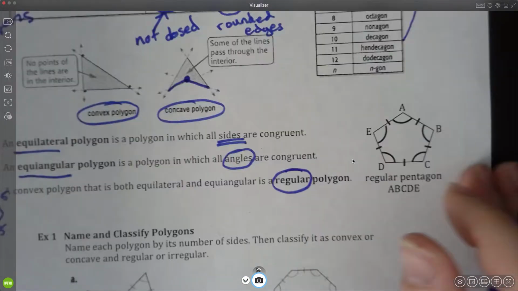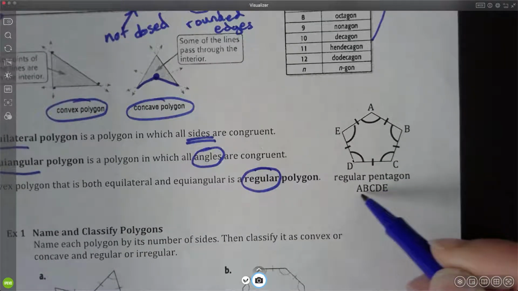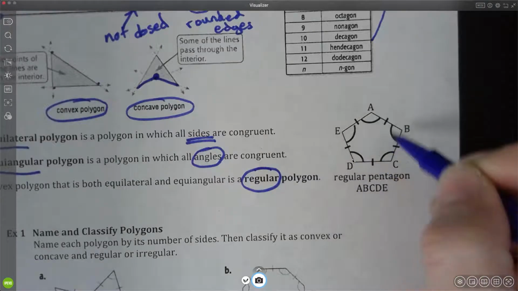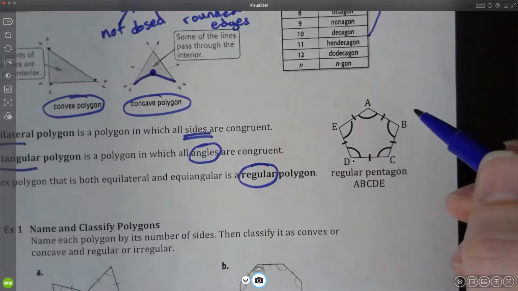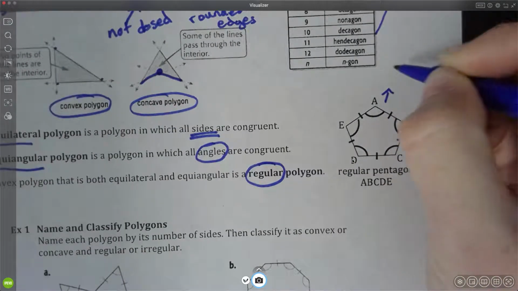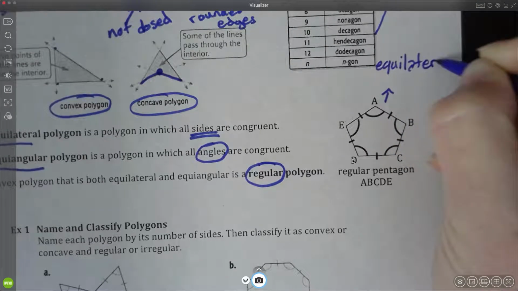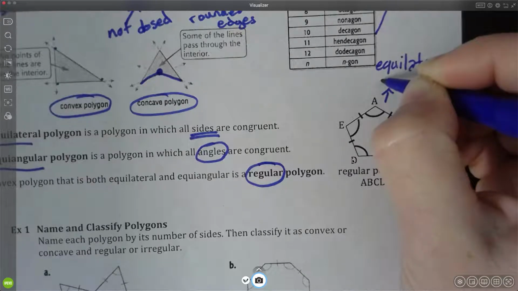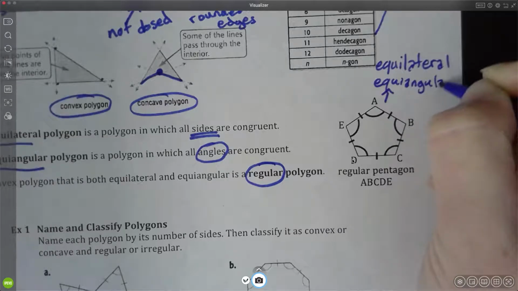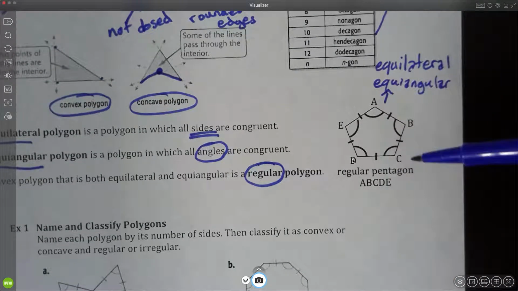So an example of a regular polygon is this one over here. This is a regular pentagon, and that pentagon is named A, B, C, D, E because of the vertices, okay? So all of the sides and all of the angles are exactly the same measure, so he is regular. Now, that is as opposed to calling him an equilateral equal angular, right? You don't want to name him 2 names, so we give him a special name. So instead of calling him an equilateral equal angular pentagon, he's just a regular pentagon, okay?